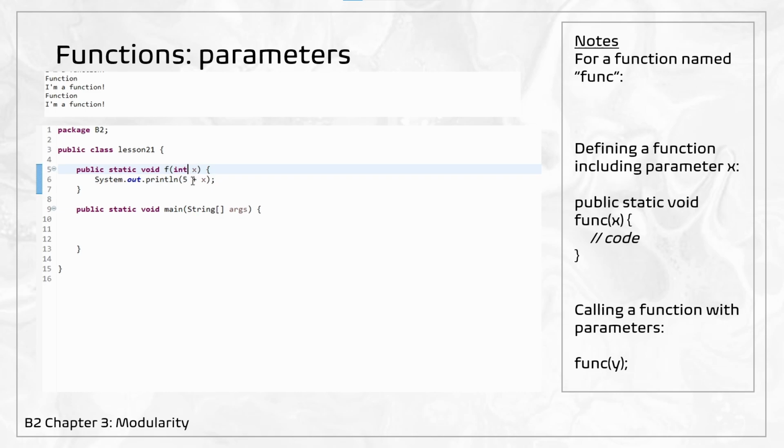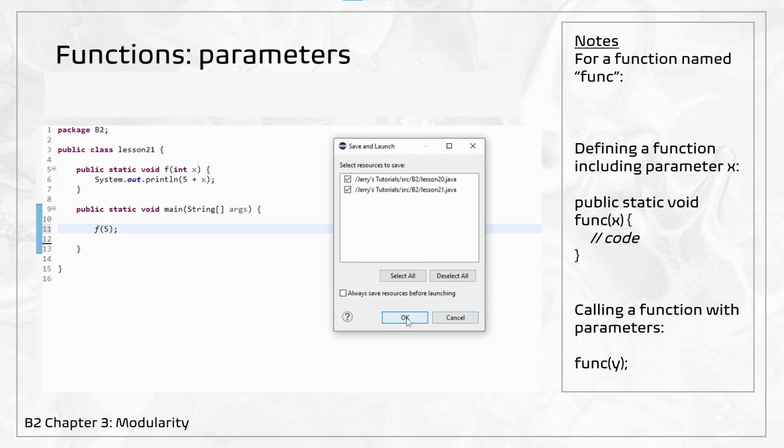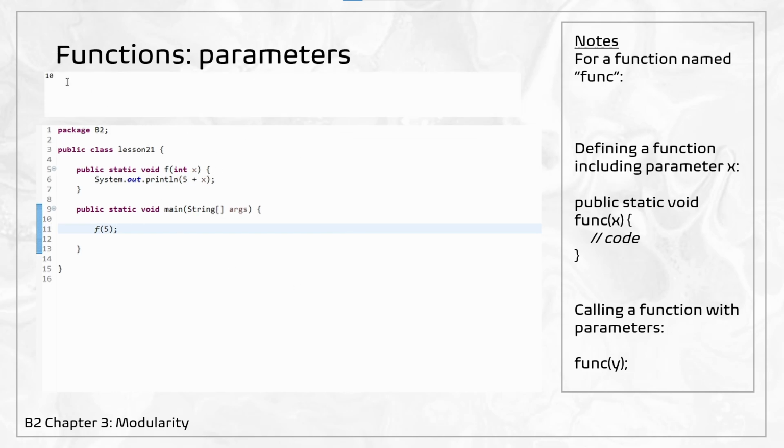So here, I've told it to take a number x, add 5 to it, and then print the result. So now, when I call the function, so we write f, I must define an input x inside of these brackets. So let's say we define x to be 5. And now, when I run this program, it takes my defined value 5, adds 5 to it, and then prints out 5 plus 5, which is 10.